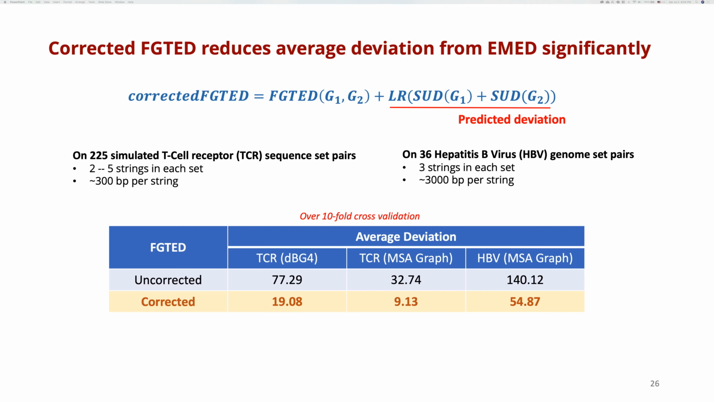And as shown in this table, the average deviation has been reduced significantly for all types of graphs and all data sets. Here we show that partly assuming that we have the knowledge of the genomic sequences can help us empirically improve genome to genome comparison, even though we only have the genome graphs.